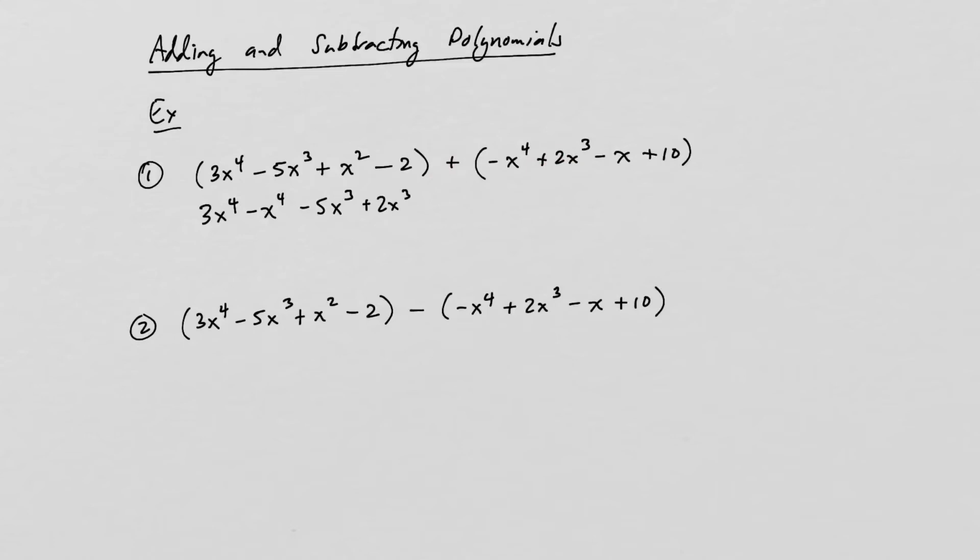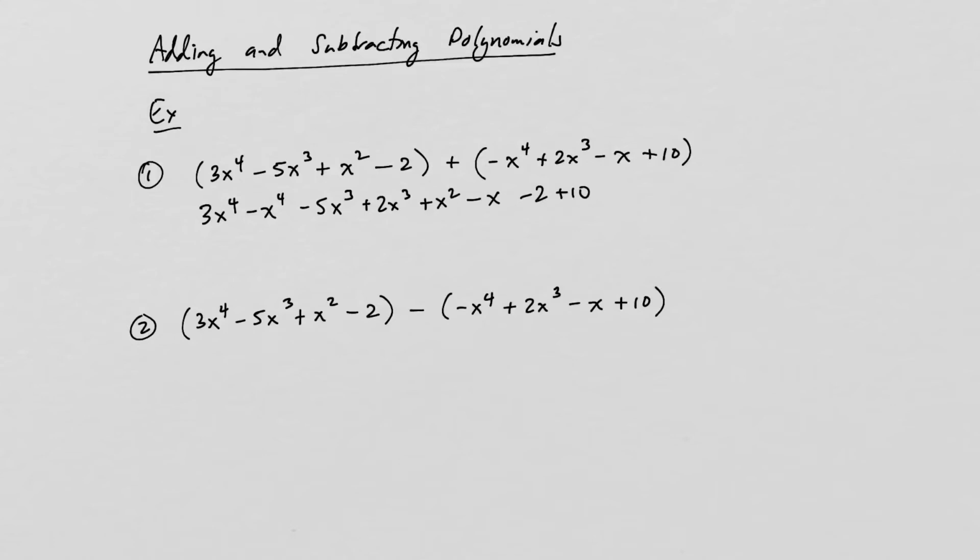Next we have positive x squared here. And notice that there aren't any x squareds in this other polynomial, so that's all by itself. And then we have over here plus negative x, so I'm going to write that term next. And then finally we have minus 2 and positive 10.